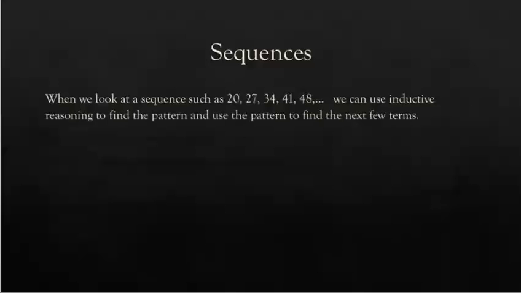Sequences are a series of numbers. When we look at a sequence such as 20, 27, 34, 41, 48, we can use our inductive reasoning to find the pattern, and then we can use that pattern to find the next few terms. So what do we see here in this pattern?